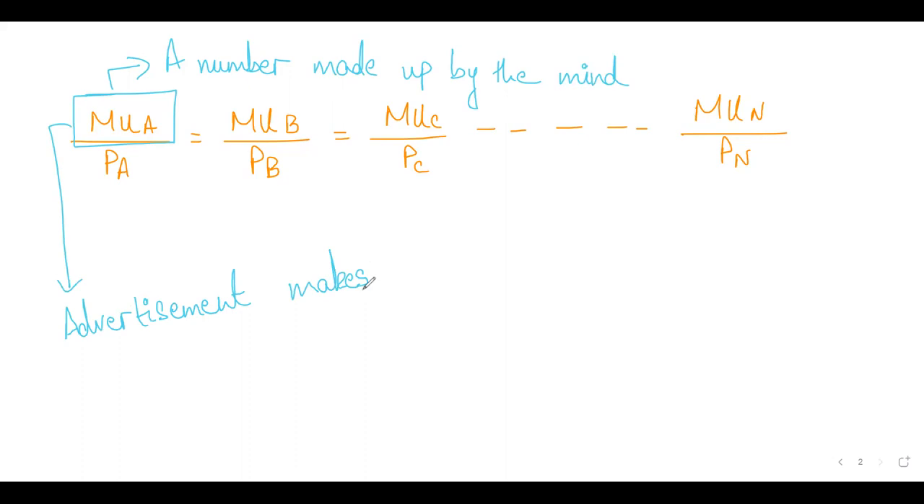But for advertisements that we see influencing us and which have an effect on us, for those products we are more likely to consume them. Advertisement makes us more likely to buy a good, right? And when that happens, what would we do? So let's get back to the basic equimarginal principle and see how that would be reflected over here.